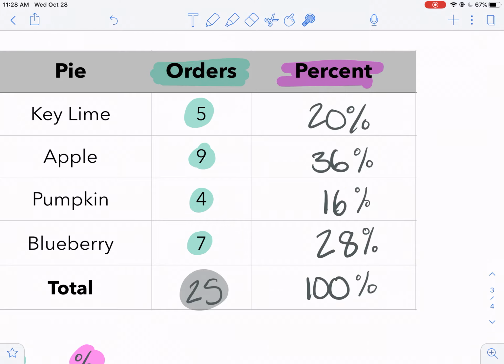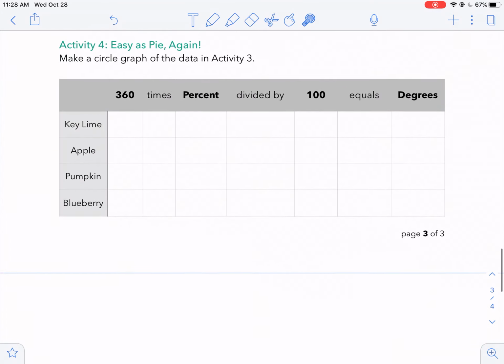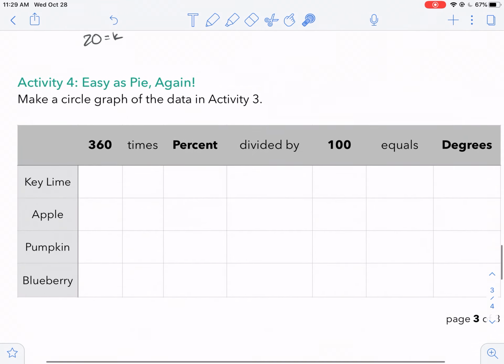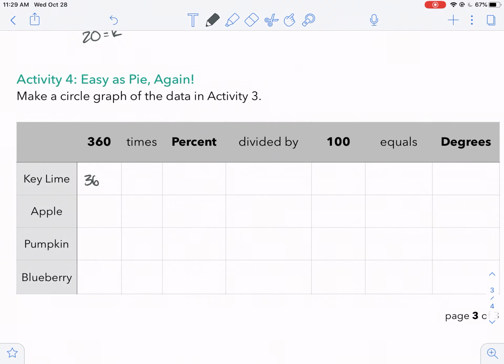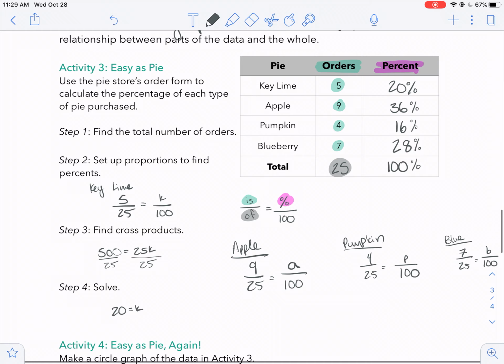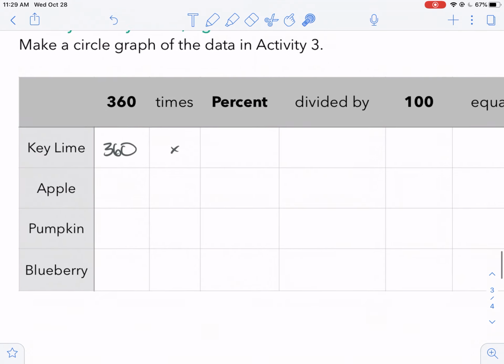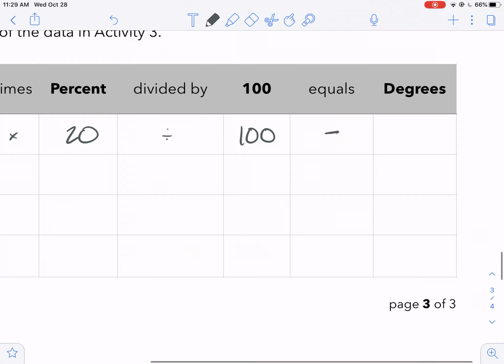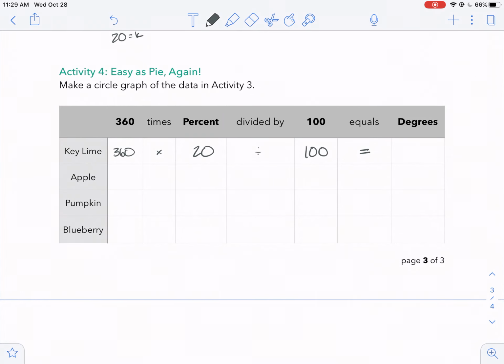Okay, awesome. Now we're going to do our very last thing. We're going to actually make a circle graph of the data that you just found. So the pattern is to take 360 times whatever percent you got. So the percent of key lime we said was 20%. So 360 times 20 divided by 100, because that's what a percent is, it's over 100, equals how many degrees of the circle we need. This actually comes out to 72 degrees.